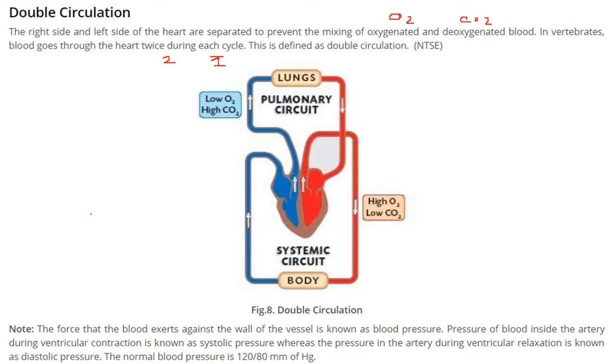And the force that the blood exerts against the wall of the vessel is known as BP, or blood pressure. The pressure of blood inside the artery during ventricular contraction is known as systolic pressure, while the pressure in the artery due to ventricular relaxation is known as diastolic pressure. The normal blood pressure of the human body is 120/80 mm of Hg, mercury.